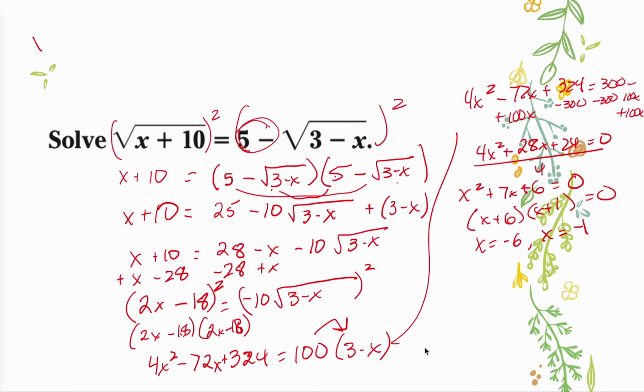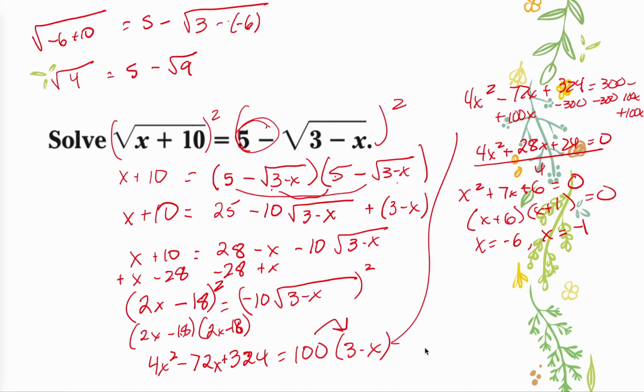So the square root of negative 6 plus 10 equals 5 minus the square root of 3 minus negative 6. Negative 6 plus 10 is 4, so the square root of 4 equals 5 minus the square root of 9. Square root of 4 is 2, and 5 minus 3 does equal 2. So that one's good.